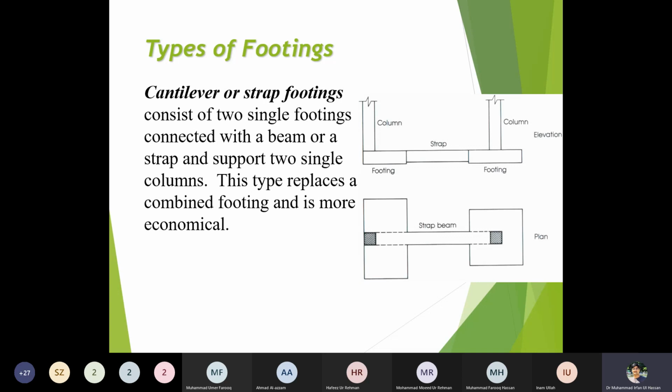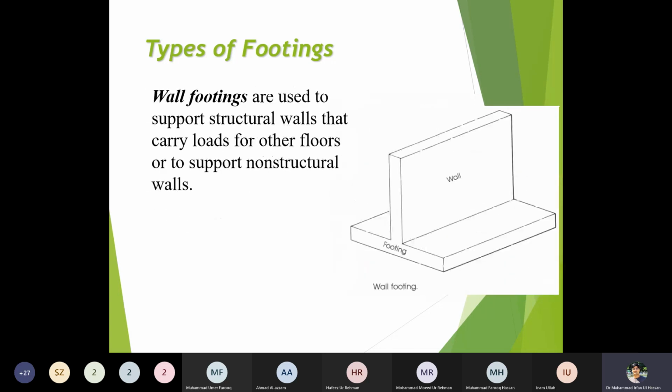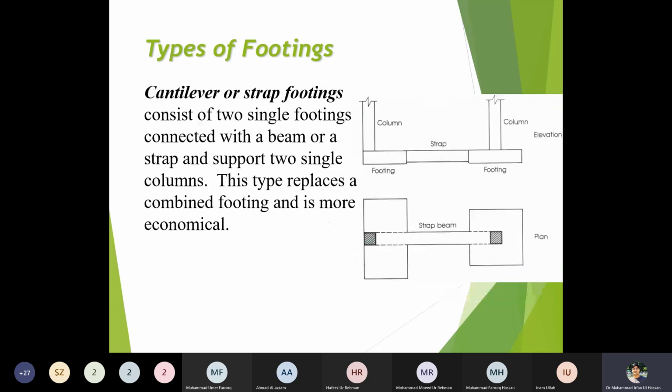So this beam is called a strap footing. Remember, this is a difference. Strip is different, strap is different. The strip footing was the first case that I have shown you. The footing under the wall is called a strip footing, but this is a strap.